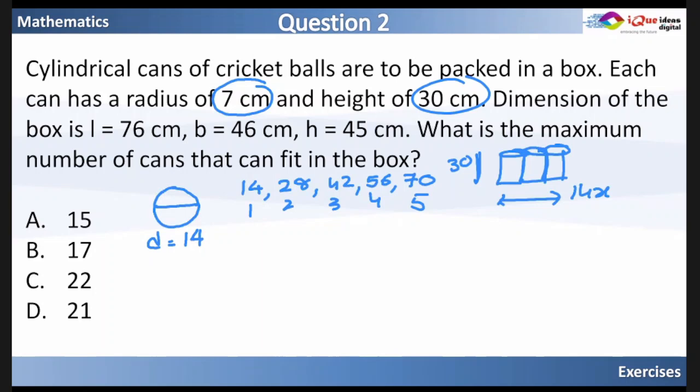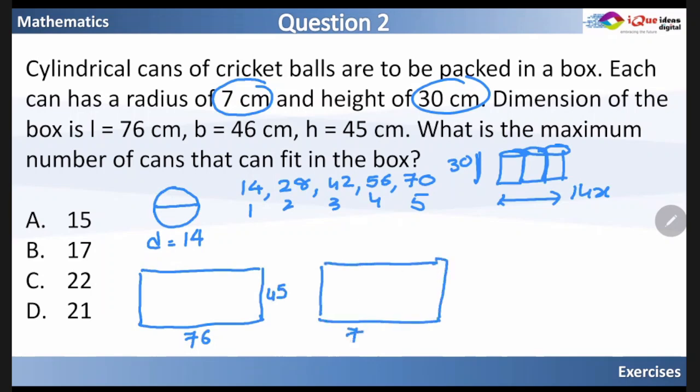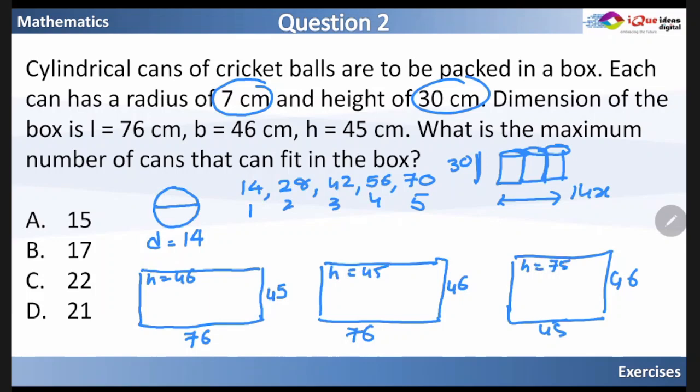Okay, so now let's focus on the box. The box has length 76, breadth 46 and 45. So either you can consider that the base is 76 by 45 centimeters, or the base is 76 by 46 centimeters, or the base is 45 by 46 centimeters. In the first case the height is 46, in the second case the height is 45, and in the third case the height is equal to 75.